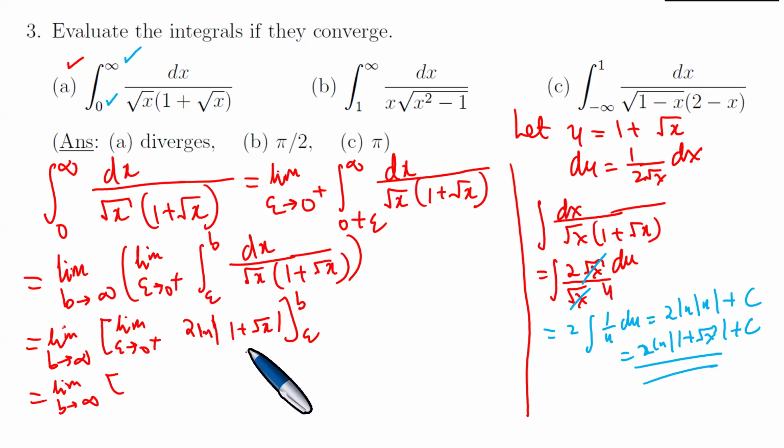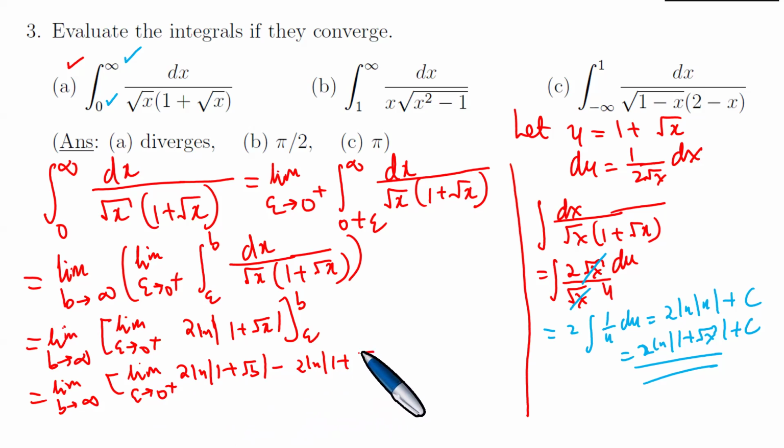So now, at this point, if you substitute everything here, it's the limit as epsilon approaches 0 from the right of 2 the ln of 1 plus the square root of b minus 2 the ln of 1 plus the square root of epsilon. And then you take the limit as this approaches.